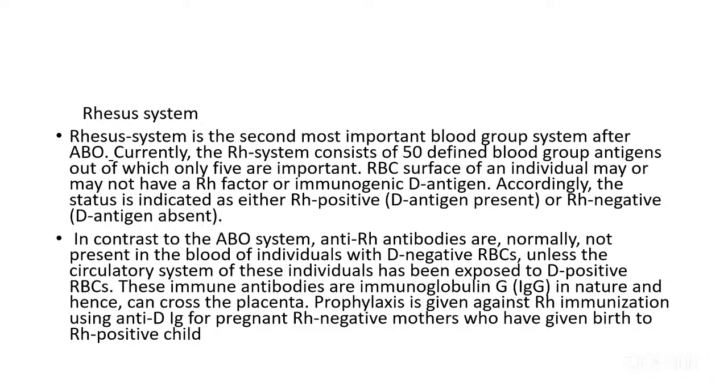D antigen is absent. In contrast to the ABO system, the anti-rhesus antibodies are normally not present in the blood of individuals with D negative RBCs, unless the circulatory system of these individuals has been exposed to D positive RBCs. These immune antibodies are immunoglobulin IgG in nature, and hence can cross the placenta. Prophylaxis is given against rhesus immunization using anti-D Ig for pregnant rhesus-negative mothers who have given birth to a rhesus-positive child. That is what we call the RhoGAM that is given.